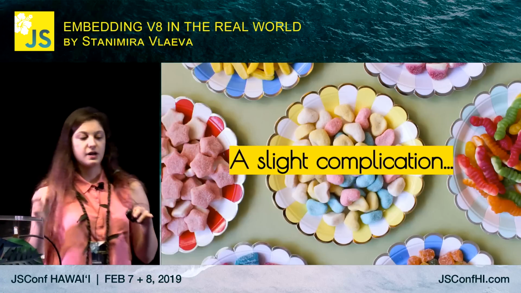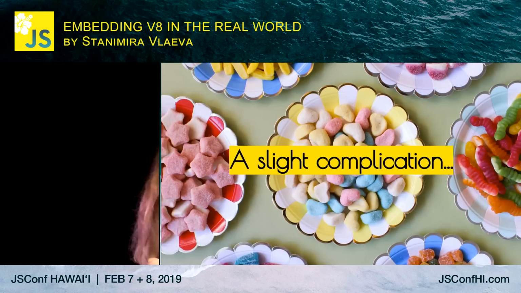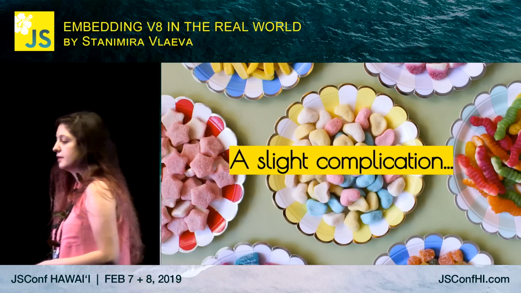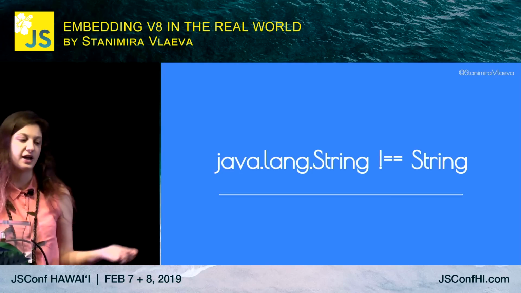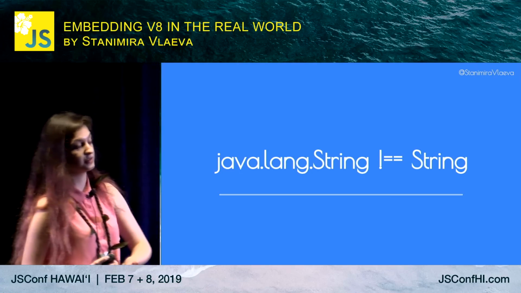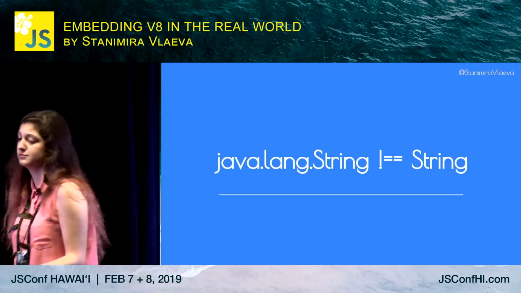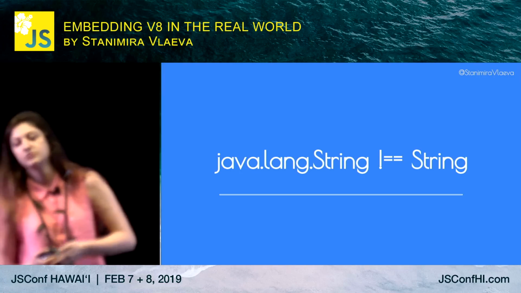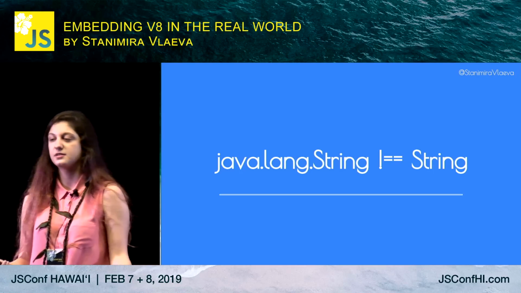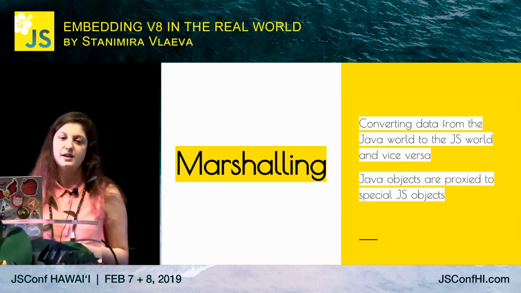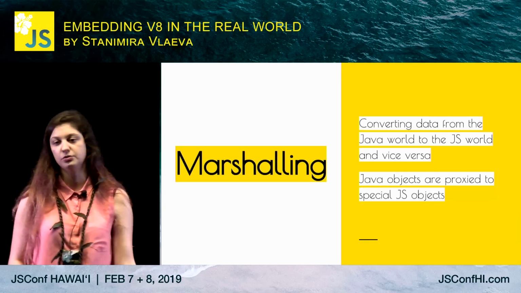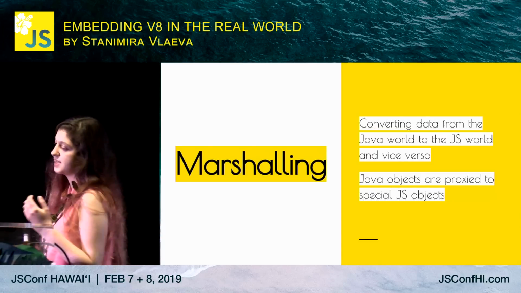Okay, but there's a little complication here. What happens if the Java method returns a string? Well, the string is going to be of type java.lang.String, which is definitely not the same as a JavaScript string, or a string object, or even a string primitive. They're just two different data formats. That's why we need some kind of marshalling service that can convert data from the Java world to the JavaScript world and vice versa.